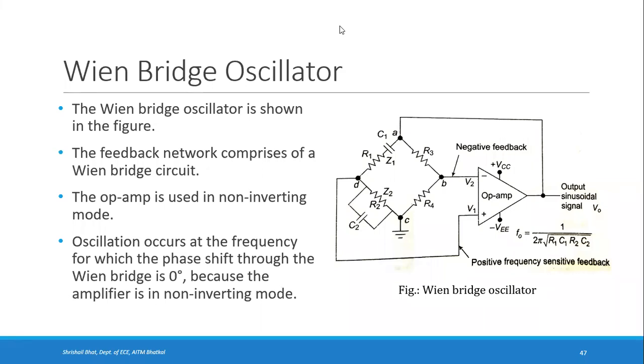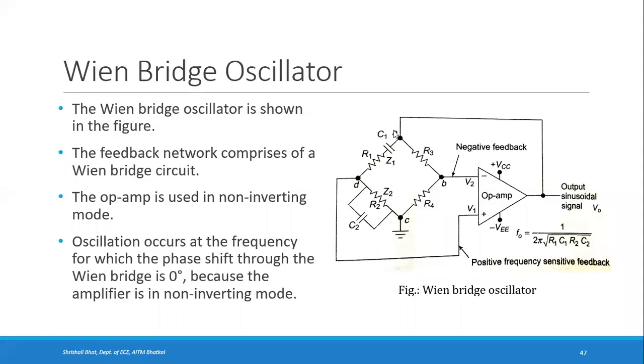The next kind of popular oscillator is a Wien bridge oscillator. The circuit diagram of a Wien bridge oscillator is shown in this figure. You can see there is an amplifier here, and this amplifier is a non-inverting amplifier. Unlike what you have used in the RC phase shift oscillator, where the amplifier was an inverting type, here the input is provided at the non-inverting terminal, and the feedback is provided at the inverting input terminal. This feedback is provided through a bridge kind of structure.